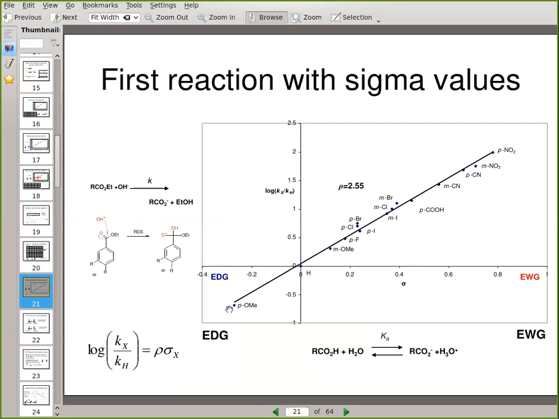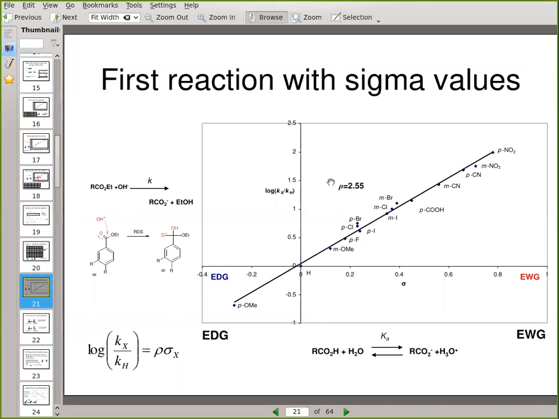This reaction is slowed down by electron donating groups that destabilize the forming anion, and electron withdrawing groups will stabilize it and accelerate the reaction. And of course, if you've got electron donating groups slowing things down and electron withdrawing groups speeding things up, you're going to have a positive slope for the reaction. So it's interesting.